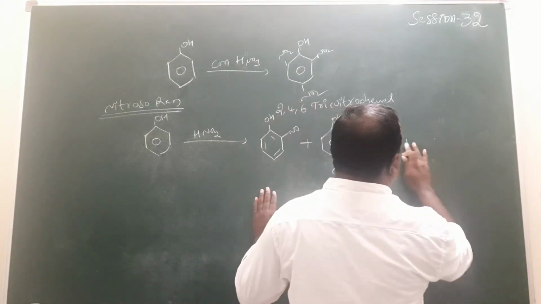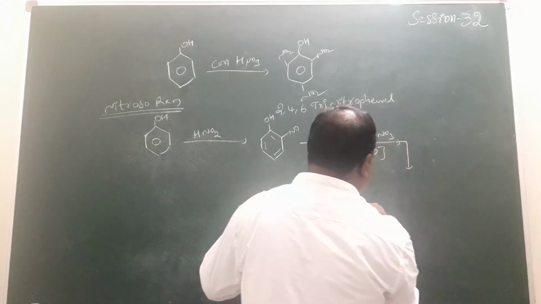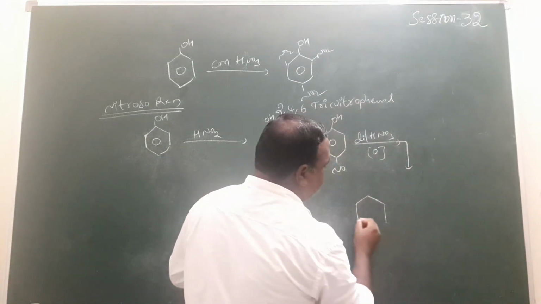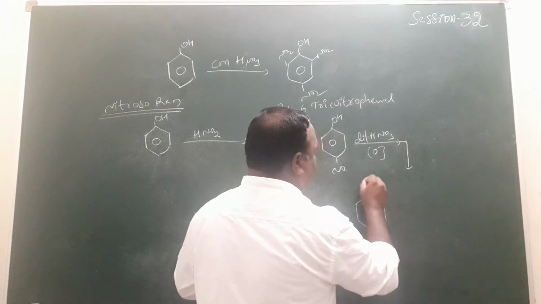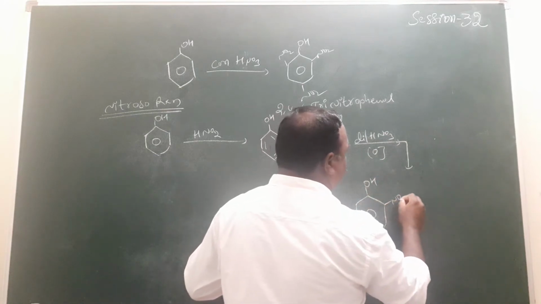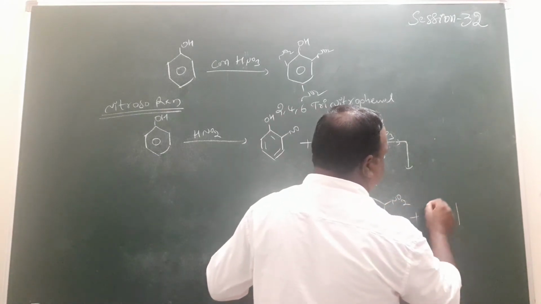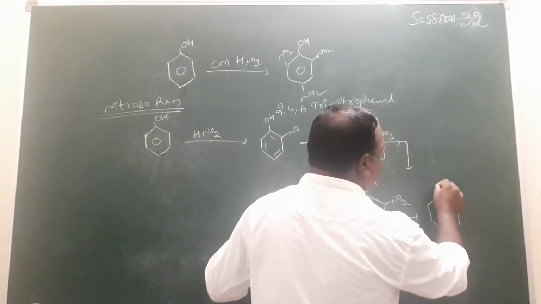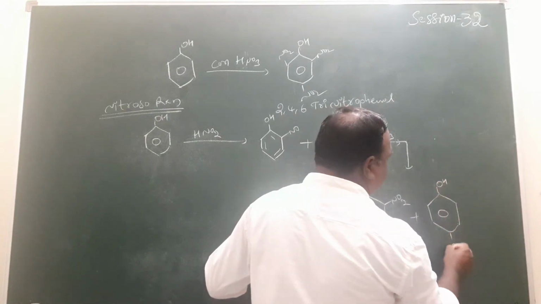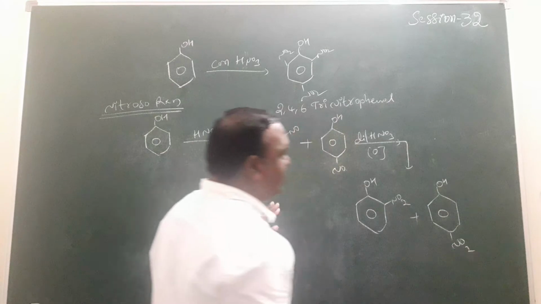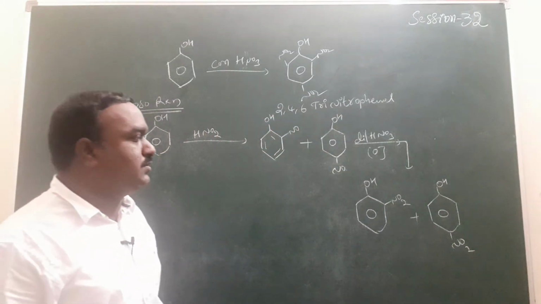Forms the orthonitrophenol and paranitrophenol. The NO group converts into NO2. Here, orthonitrophenol and paranitrophenol mixture is formed.